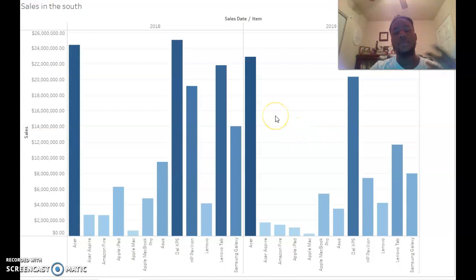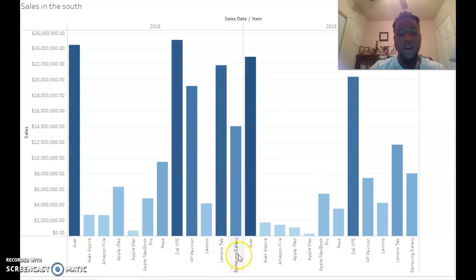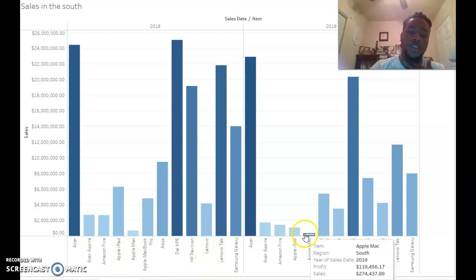Now, with overall sales decreasing, it doesn't state much about the data, but I wanted to see what items specifically were not selling as much. A lot of these are name brands that we all know, like the Samsung Galaxy, the Dell products, Apple, Acer. These are things that we know. So I wanted to know, why was it specifically that Apple seemed to be doing less than every other item in the sales?